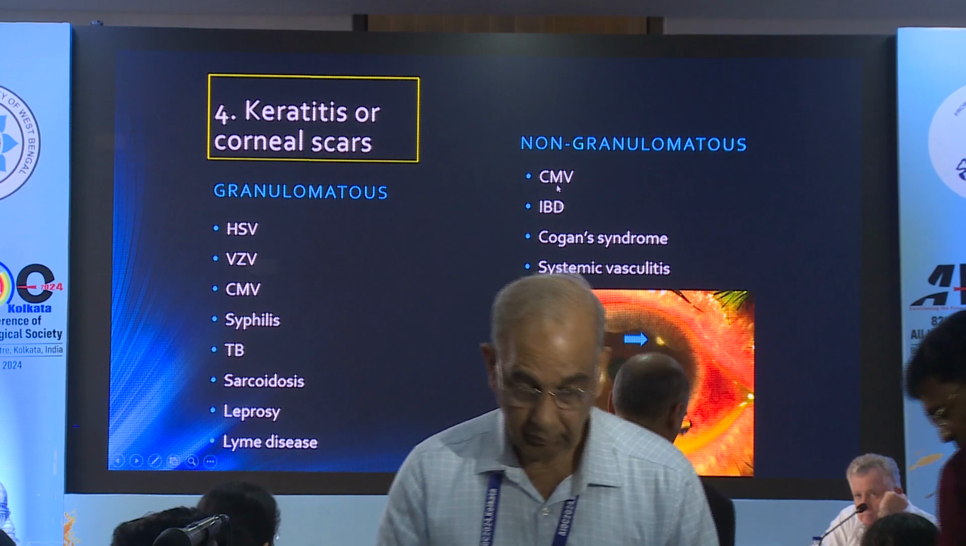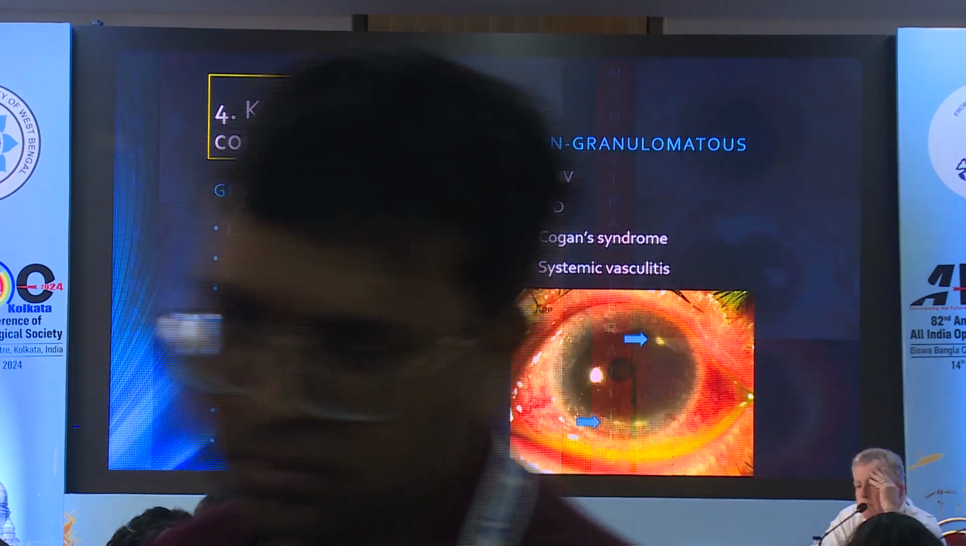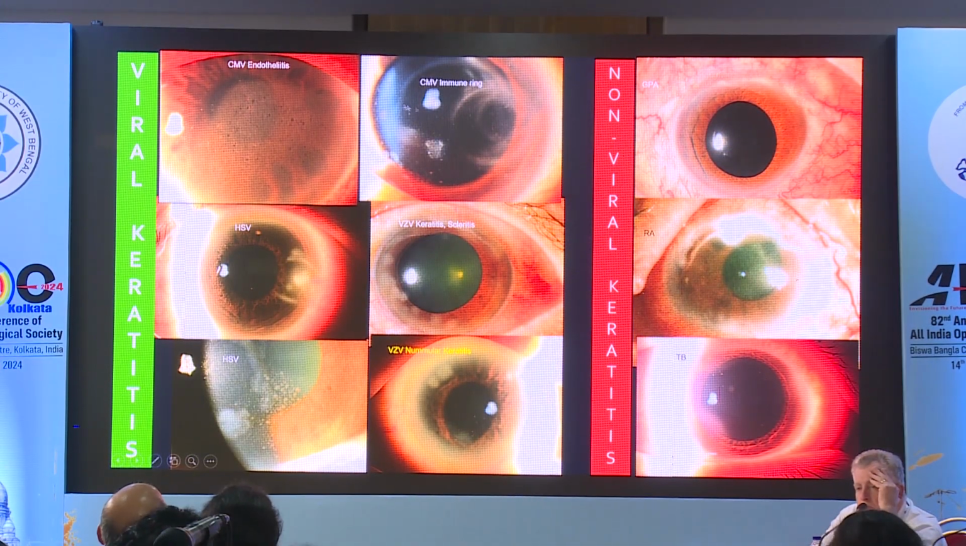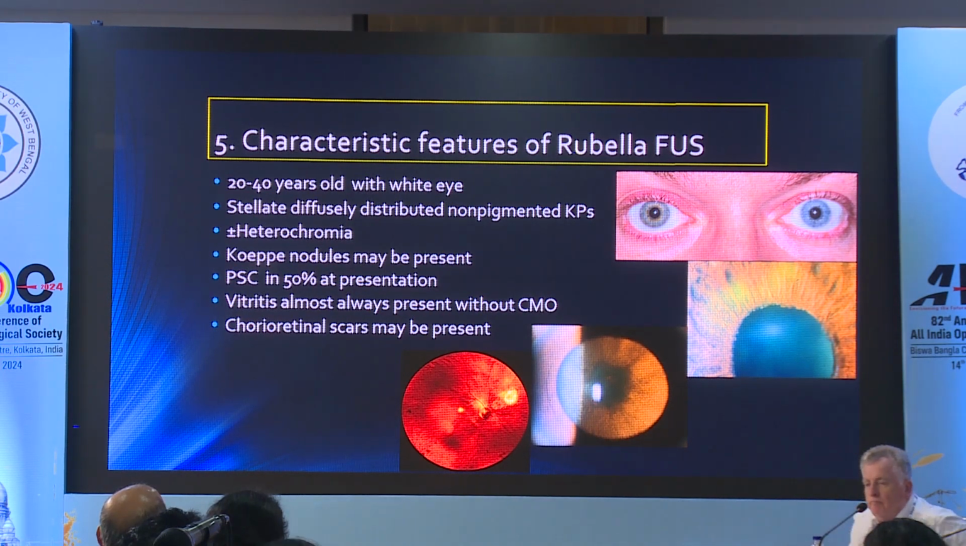Non-granulomatous uveitis can also cause corneal lesions, but the keratitis tends to be more peripheral, and you can see some of these here, as compared to viral keratitis, where you may see scars or active lesions. The characteristics of rubella uveitis are quite different from the herpes viruses. They tend to be in younger patients who present with a white eye, stellate or diffusely distributed non-pigmented KP. You may have heterochromia even at presentation, like this patient of mine. Koeppe nodules may be present, and posterior subcapsular cataract may be present in 50% even at presentation at a young age. Vitritis is almost always present. If you look for it, generally they do not have macular edema, even in spite of vitritis.